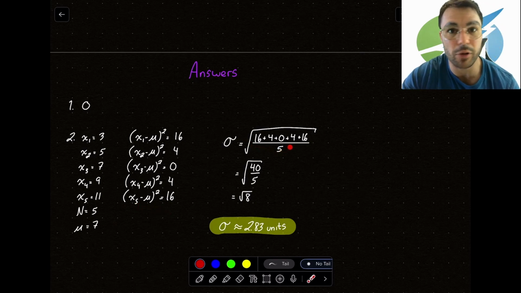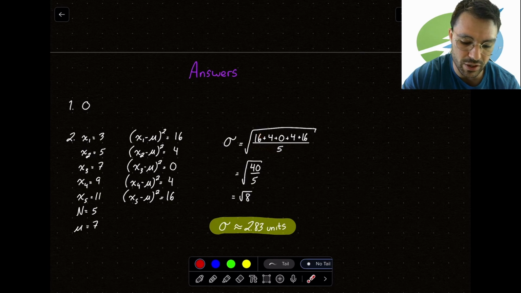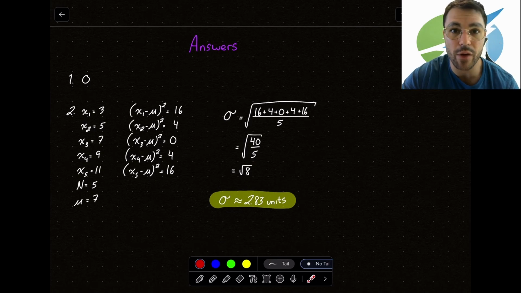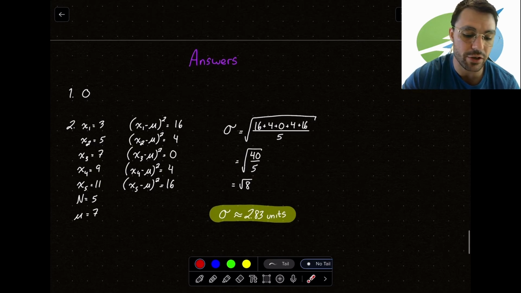Okay, then we just plug that into our standard deviation equation. 16 plus 4 plus 0 plus 4 plus 16 is 40. Over 5 is 8. Square root of 8 is approximately 2.83, just like our previous problem. Cool. And that is everything I have for you on population standard deviation.